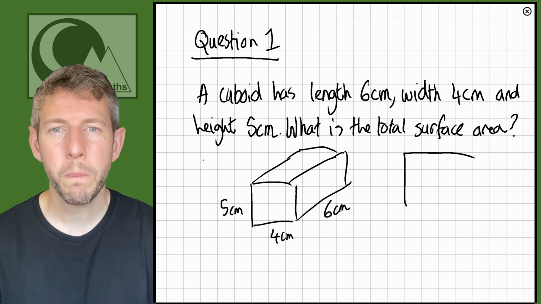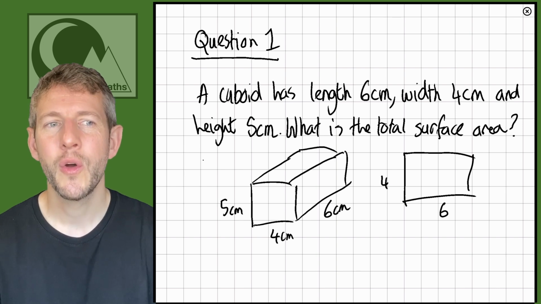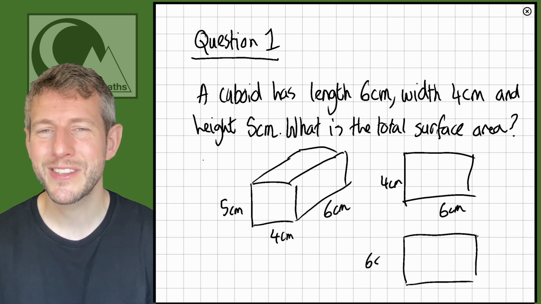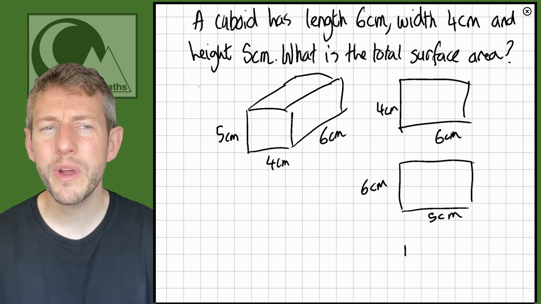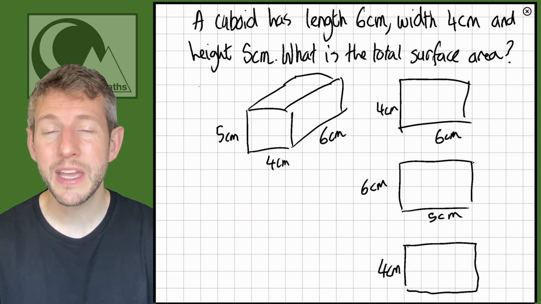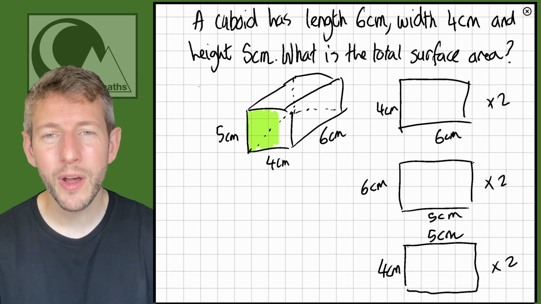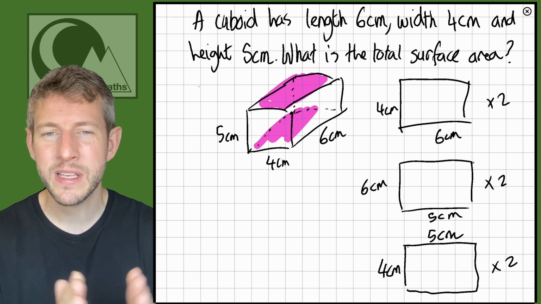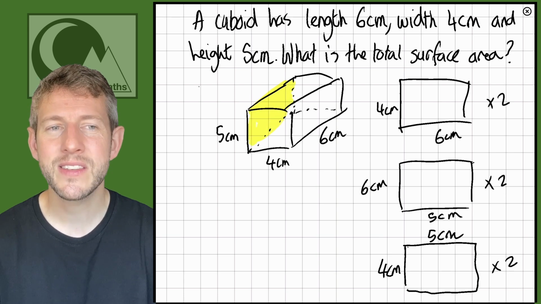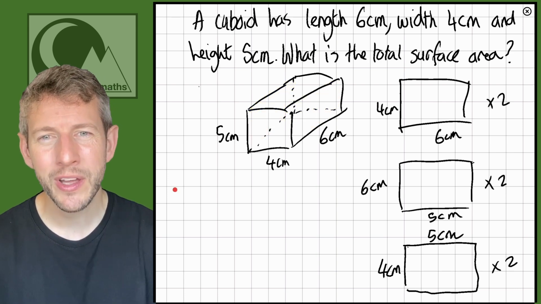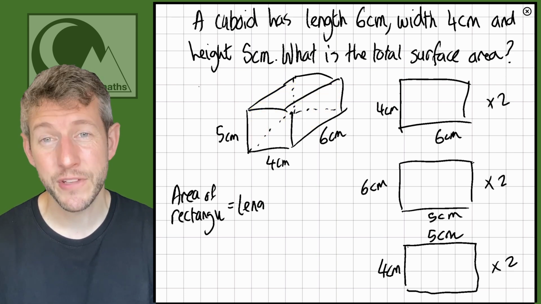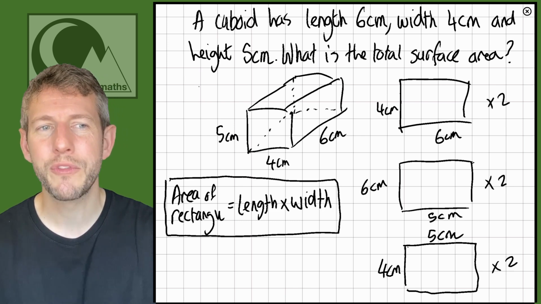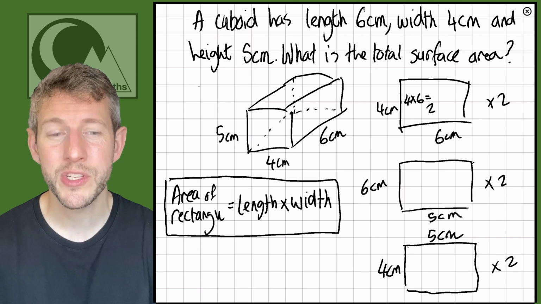So first of all, we're going to have one rectangle, which is going to be 4 by 6. Then we're going to have a rectangle that's going to be 6 by 5. And then we're going to have a rectangle that's going to be 5 by 4. Remember, we have each of these rectangles twice because they're all on the opposite side of each other as well. So let's work out these areas. Remember, area of a rectangle is length times width, or one side times the other side. So first of all, we've got 4 times 6, which is 24.